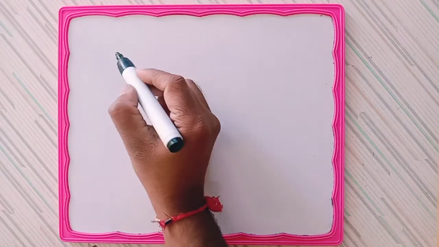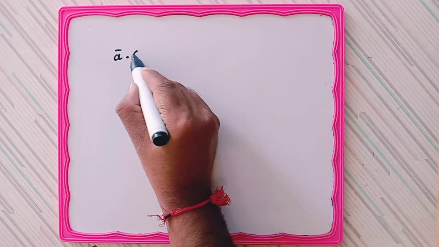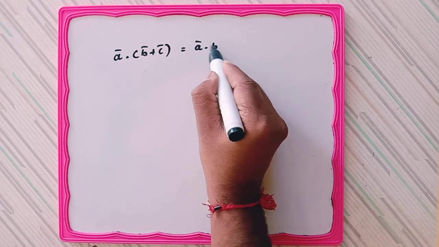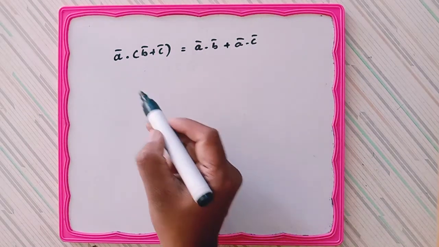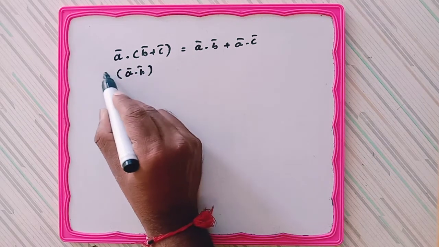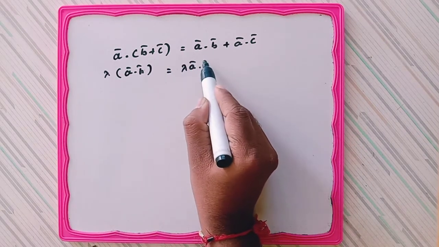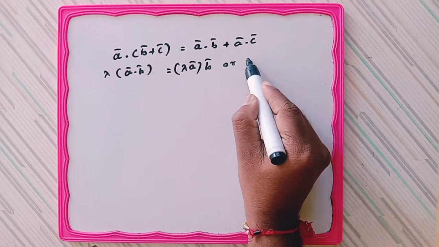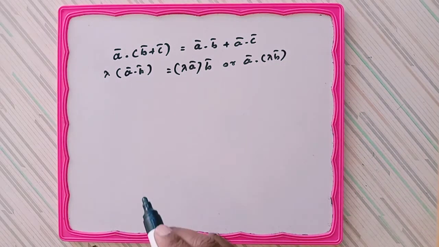Now we will see the properties. Dot product is distributive over addition, means A bar dot of B bar plus C bar is given, then we can write A bar dot B bar plus A bar dot C bar. Also we can see that if the product A bar dot B bar is multiplied by any scalar lambda, then we can write lambda A bar dot B bar or A bar dot lambda B bar. Both will give the same answer.